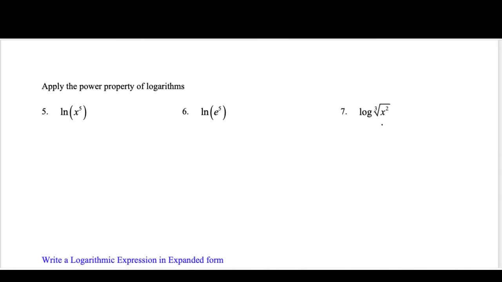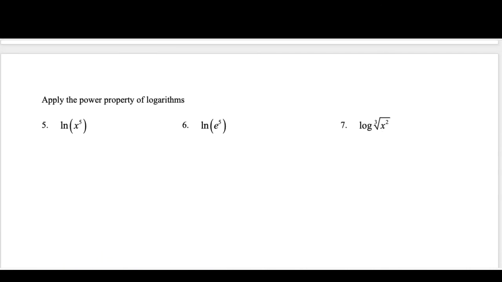Power property, let's look at a couple of examples here. The natural logarithm of x to the fifth, I can write that as 5 times ln x. The natural logarithm of e to the fifth, I could write that as 5 times ln e. And ln of e is just 1, again, because it's the base e logarithm of e. And that was from a property we covered in the previous section. So this one just simplifies down to this.